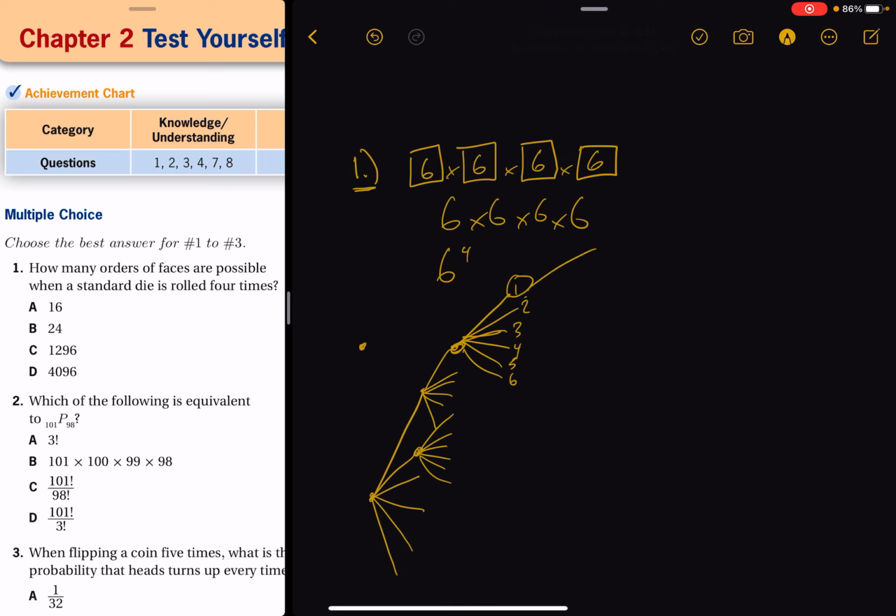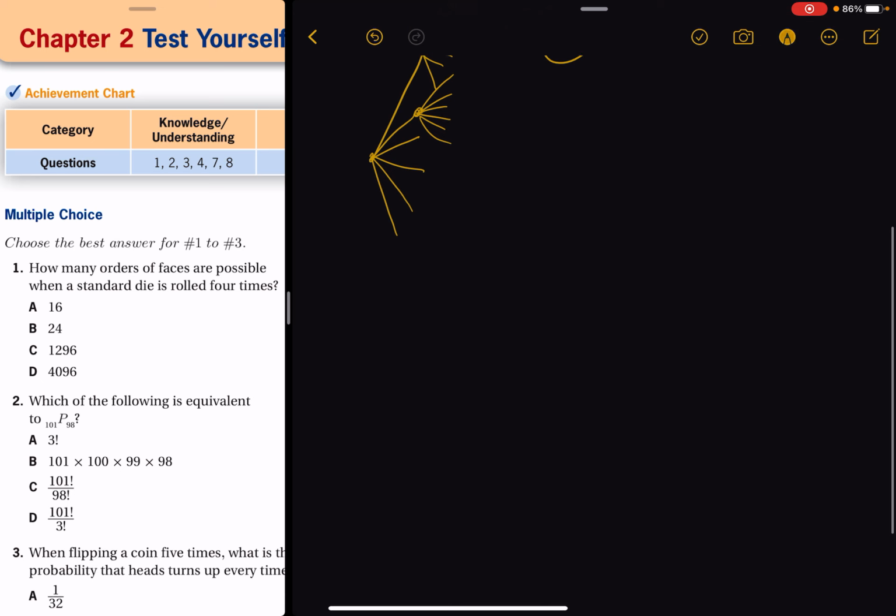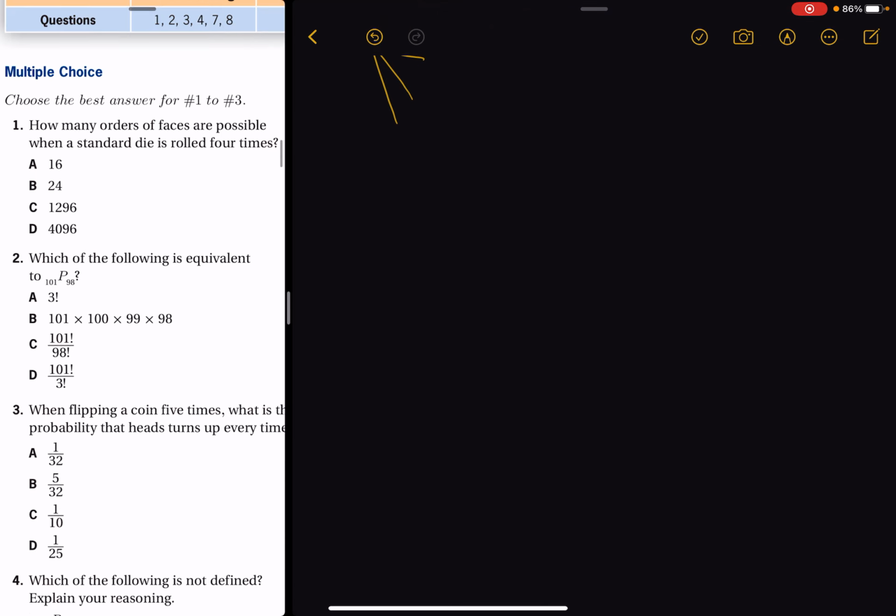So for every one of these, there's another 6. That's why it multiplies. It basically multiplies by 6. So 6 to the power of 4 is 1296. So the answer is C in this case. Moving on to question 2.